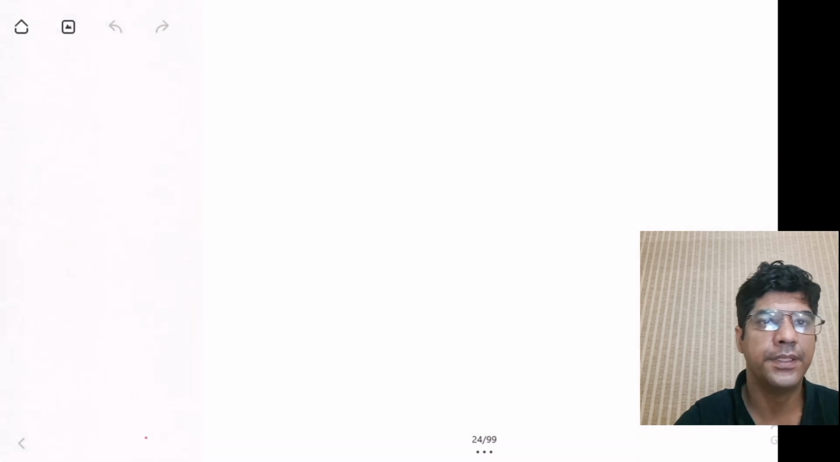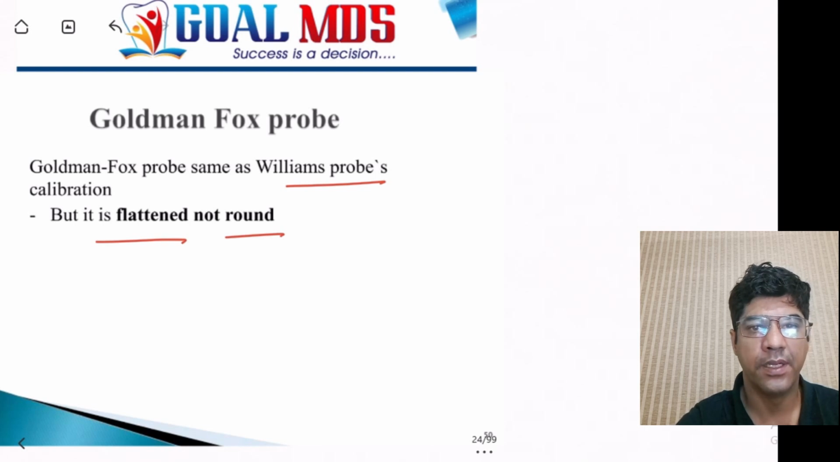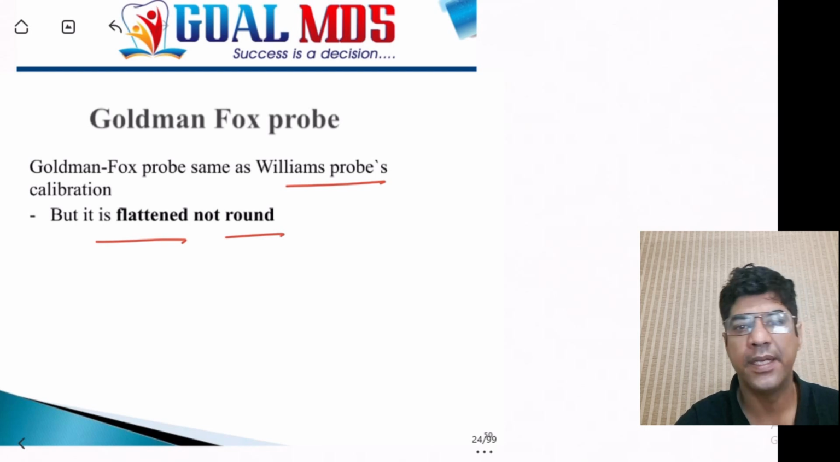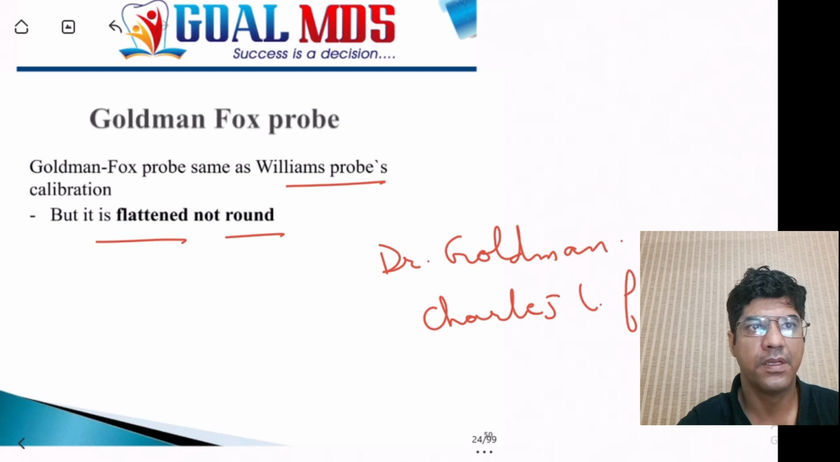Next is the Goldman Fox probe. Same as the Williams probe, but it is flattened, not rounded. It is named after the dentists who discovered it, Dr. Israel Goldman and Charles C. Fox.